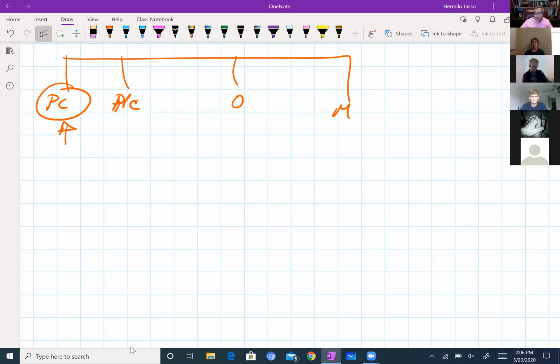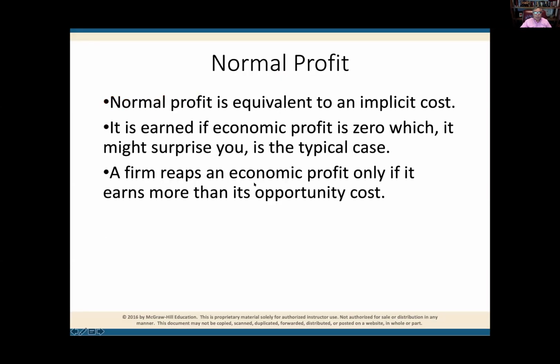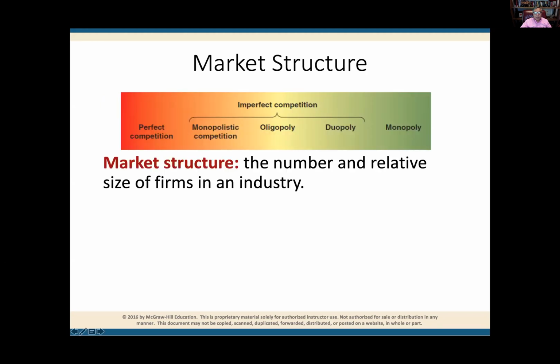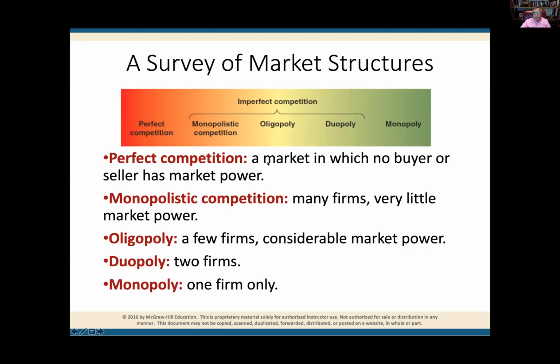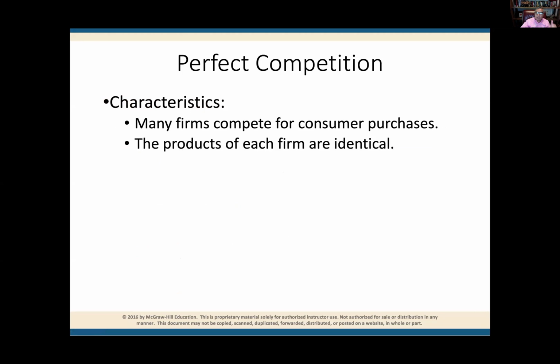So let's begin. So we already know a normal profit. We discussed this. Okay, perfect competition. A perfect competition is a market in which no buyer or seller has market power. Okay, what is unique about perfect competition? There are many companies, right? The products that they produce are identical.